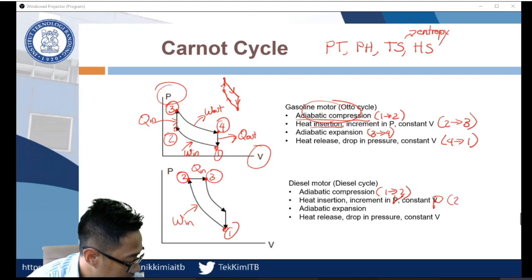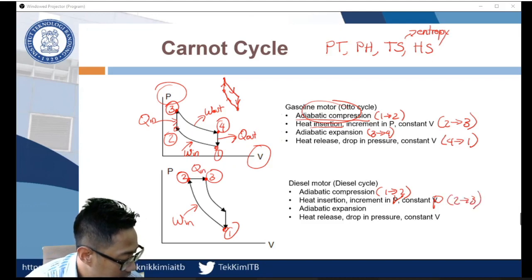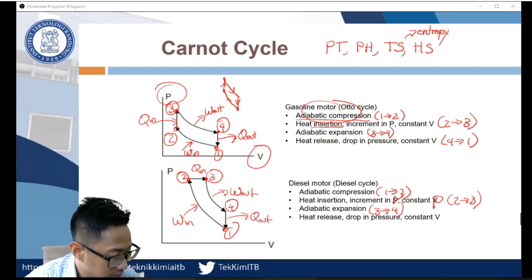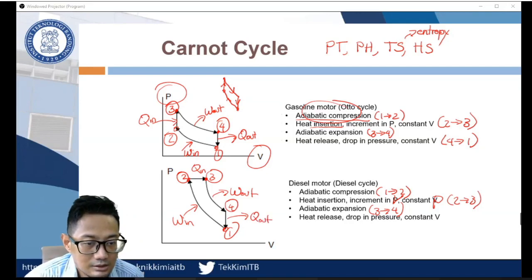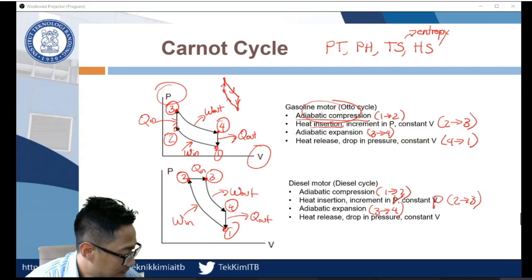This is point 2 to point 3. Okay, so the rest should be simple. From point 3 to point 4, this is work out. And point 4 to point 1, this is heat out. Okay. Any question up to this point?